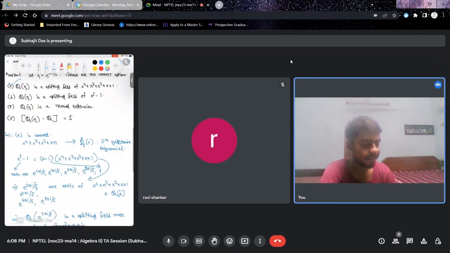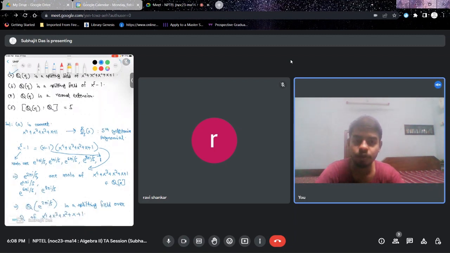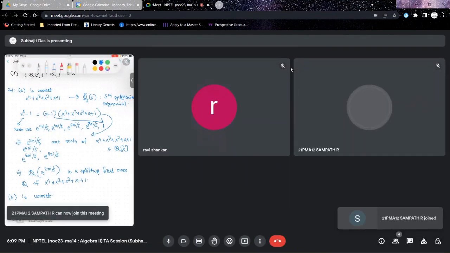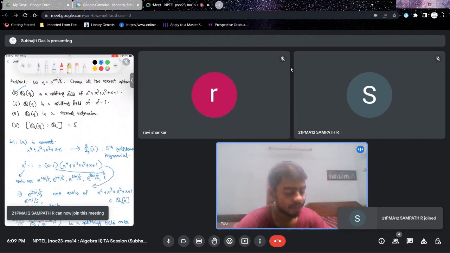right? So option B is again correct, because to obtain a splitting field of this polynomial over Q, you just adjoin with Q all the roots of this polynomial, and e^(2πi/5) in particular contains, I mean, Q adjoined with e^(2πi/5) contains all the other roots as well. It contains 1, it contains e^(4πi/5), e^(6πi/5), e^(8πi/5). Indeed, option B is also correct, that Q(η) is a splitting field of x^5 minus 1.